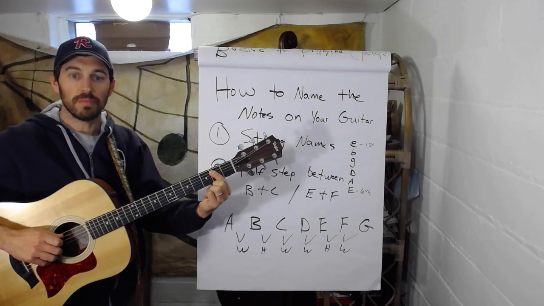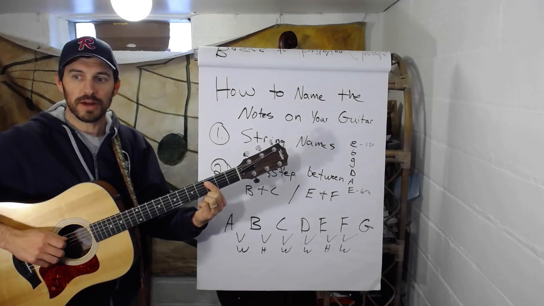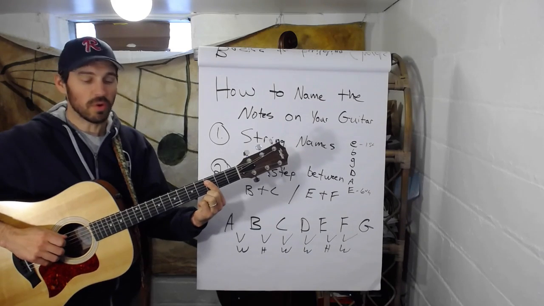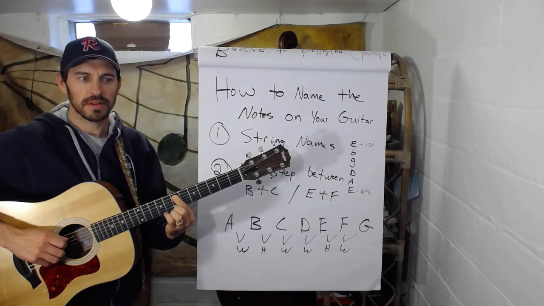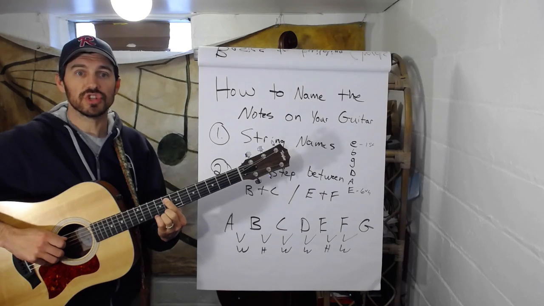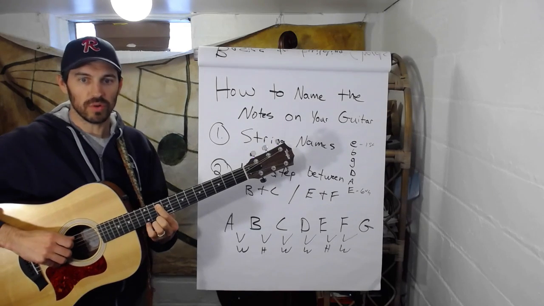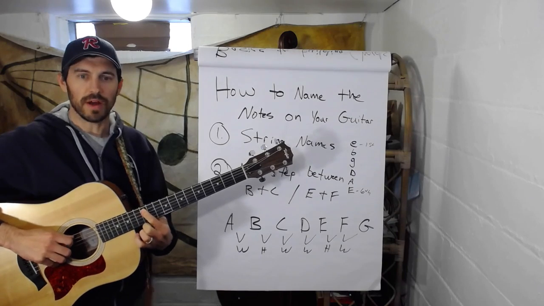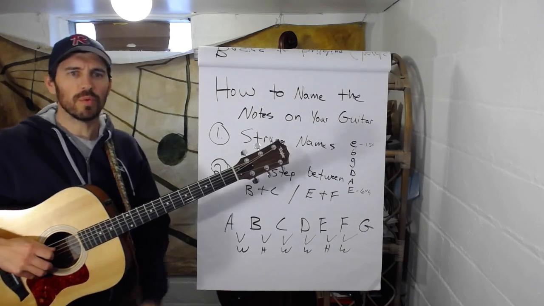Okay, now I'm going to go B to C, half step. I'm on the 3rd fret. C to D, whole step. D to E, whole step. E to F, half step. F to G, whole step. And look at here, we go back to A, whole step. 12th fret. Double dot.